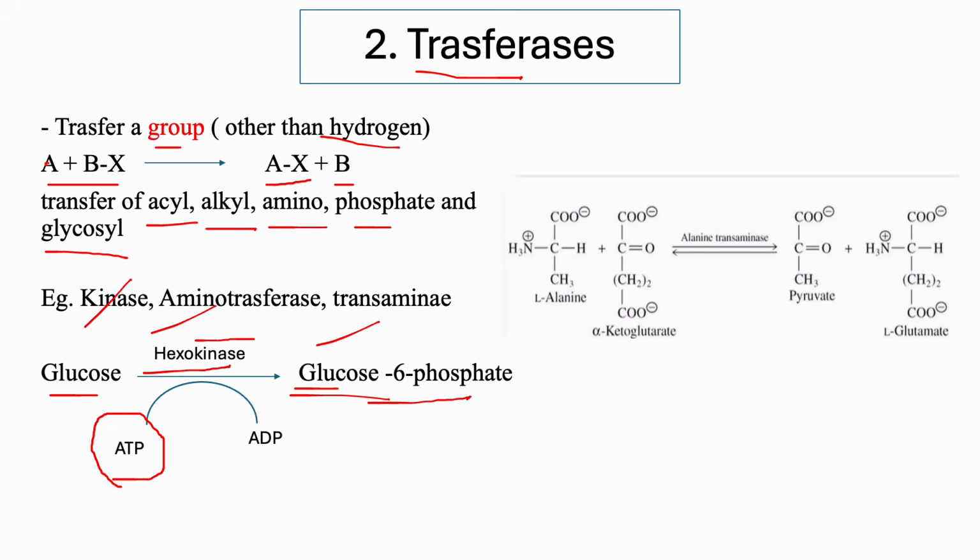Another example is L-alanine and alpha ketoglutarate. Here the enzyme is alanine transaminase. Transaminase means an amine group is transferred. How is it transferred? From alanine, the amino group is transferred and it forms pyruvate, having lost the amino group, and alpha ketoglutarate gains the amino group and becomes glutamate. So here the enzyme is alanine transaminase.